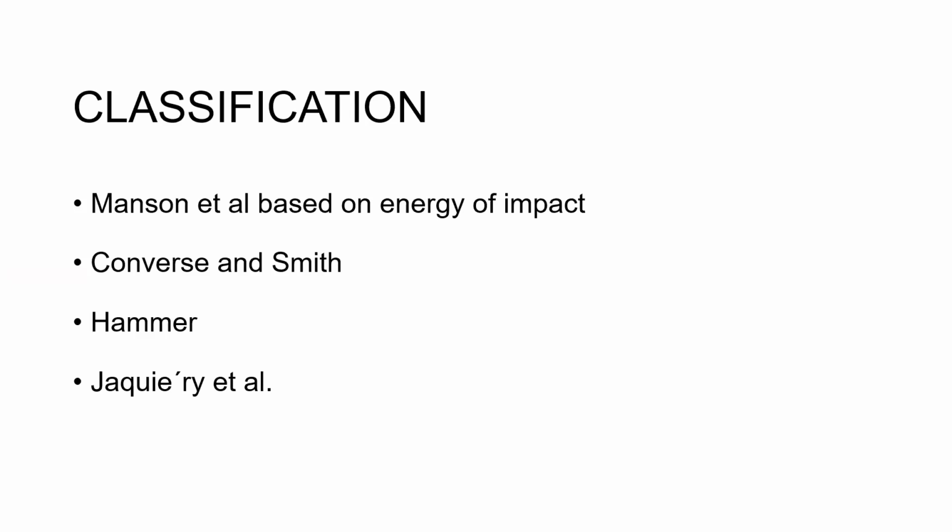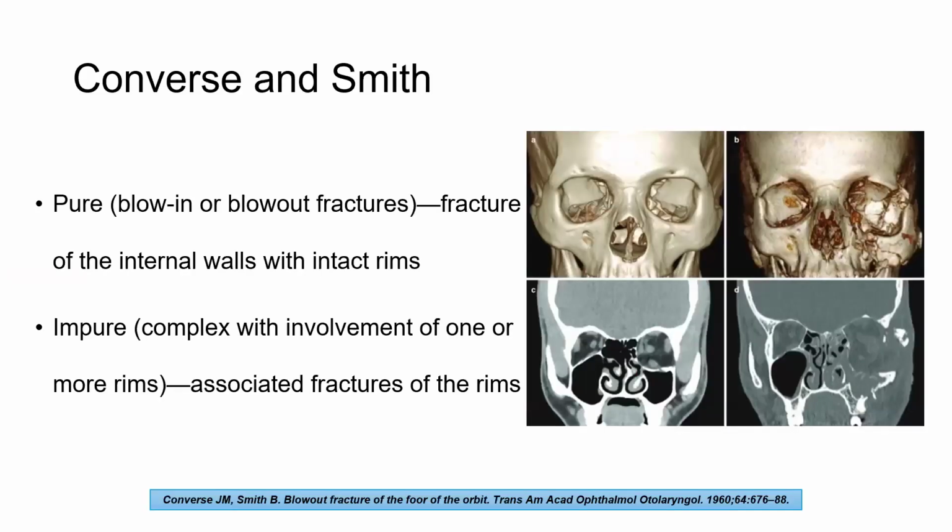Coming to the basic classification of orbital fractures, these are the basic classifications: Mathog et al., Converse and Smith, Hammer's classification, and Jaquiery et al.'s classification. Converse and Smith classified orbital fractures into pure and impure blowout fractures. Pure blowout is again divided into two: blow in and blow out. Here the internal walls of the orbit are fractured, but the rims are intact. Whereas in impure fractures, both the walls and the rim are fractured.